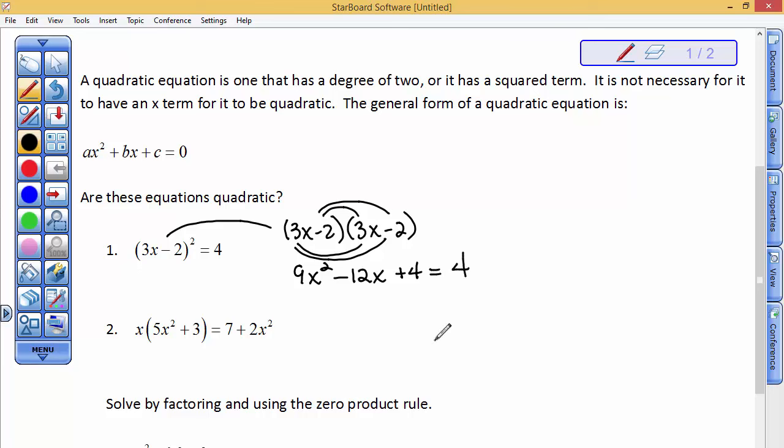And we are going to be getting quadratic equations typically with 0 on one side. So we'd subtract 4 from both sides of this equation. And we'd have 9x squared minus 12x equals 0. It doesn't have a constant. But the big thing about this problem is it does have that x squared term. So yes, it is quadratic.